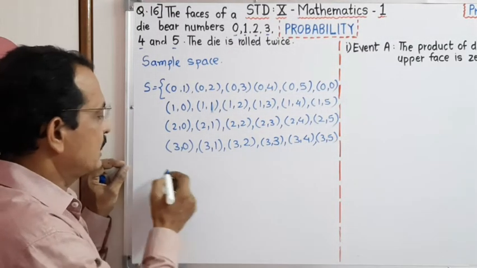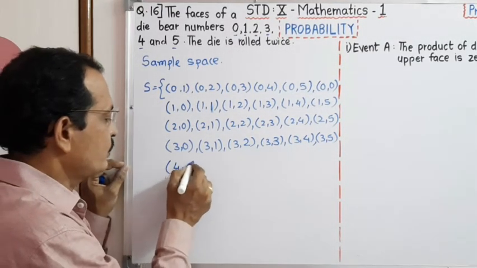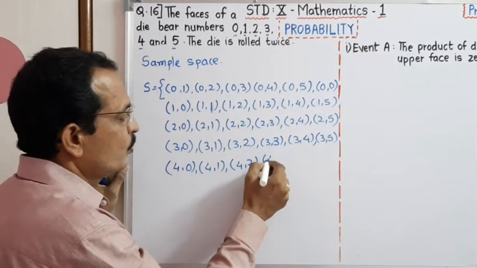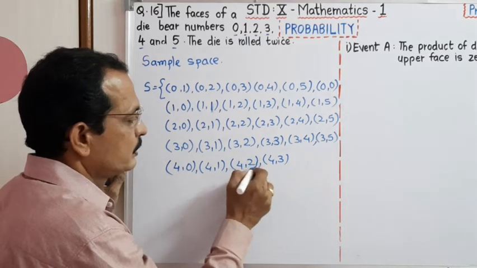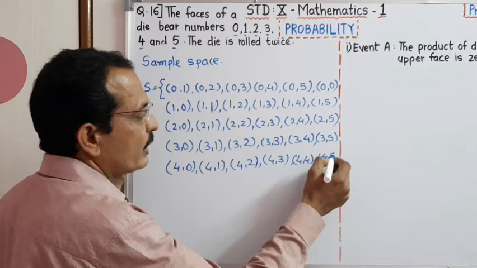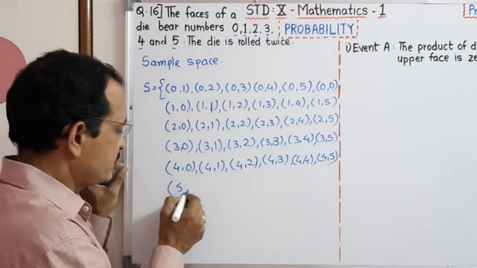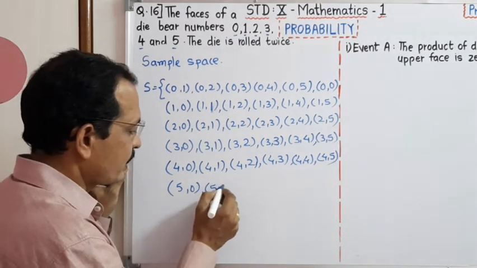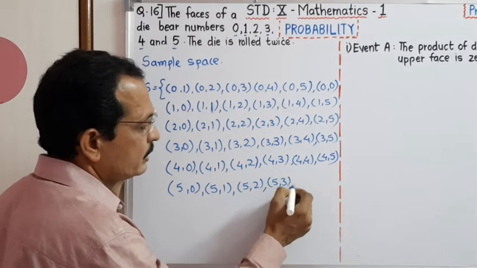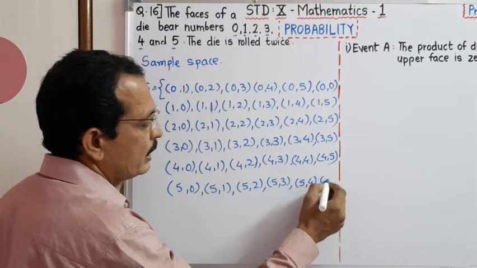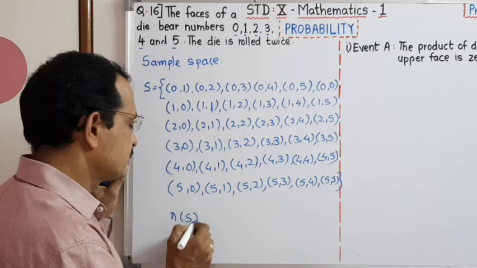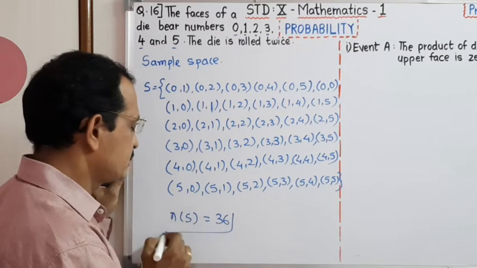Don't make a mistake like this. Then 4, 0, 4, 1, 4, 2, 4, 3, 4, 4 and 4, 5. And 5, 0, 5, 1, 5, 2, 5, 3, 5, 4 and 5, 5. Dear student, number of S is equal to 36.